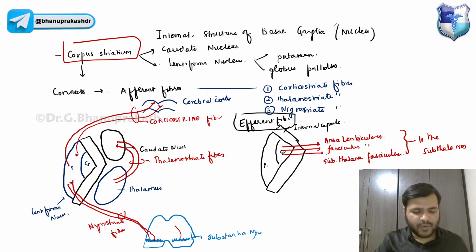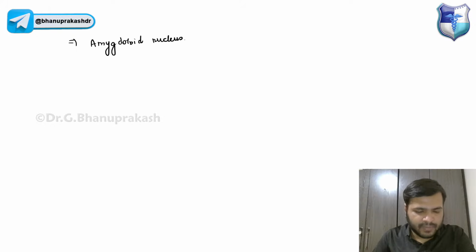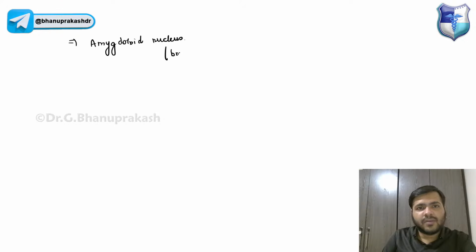Now coming on to the one which is left, guys, the amygdaloid nucleus. Yes, the one which is left, that is the amygdaloid nucleus. That is the body part, guys, right? Especially the body, that is the part of the limbic system, the limbic lobe. So basically the afferent fibers and the efferent fibers.